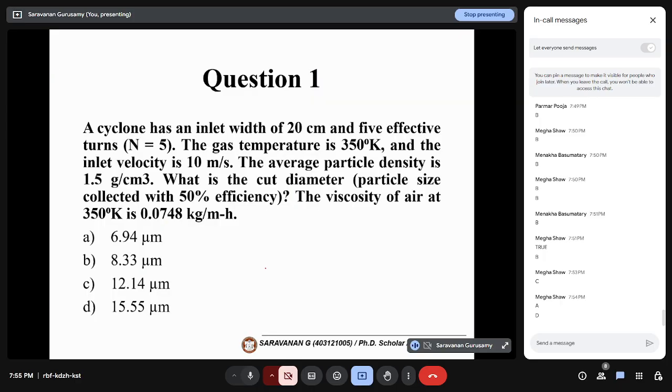So it's the 10th week. These are all questions. We all know, I will just go through the formula. They have given the cyclone separator size, effective turns, temperature, velocity, and the cut diameter of the particle is 50%. They are asking what is the cut diameter.